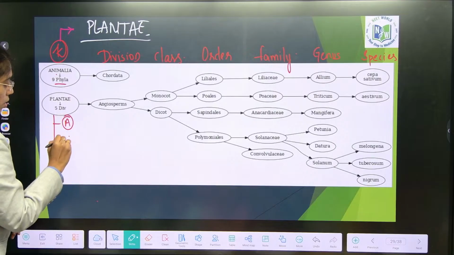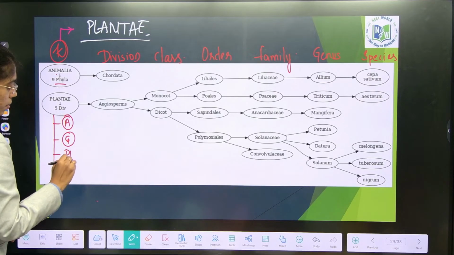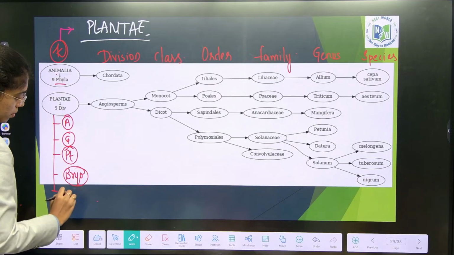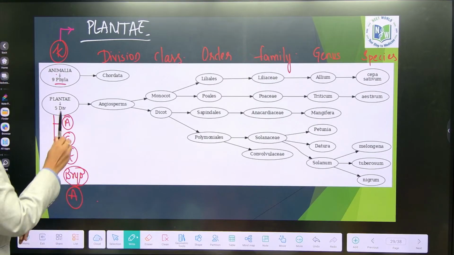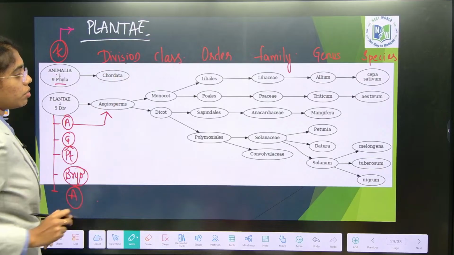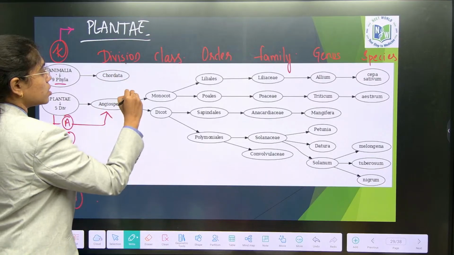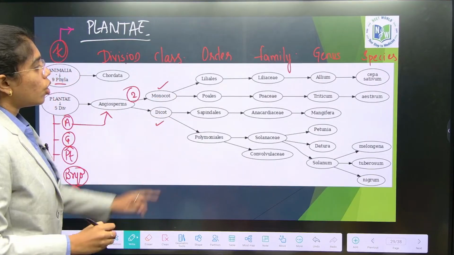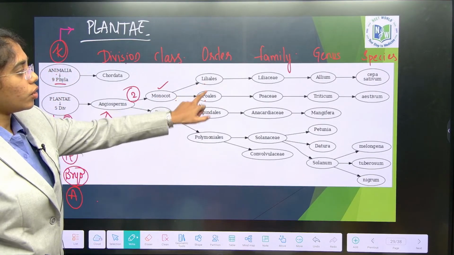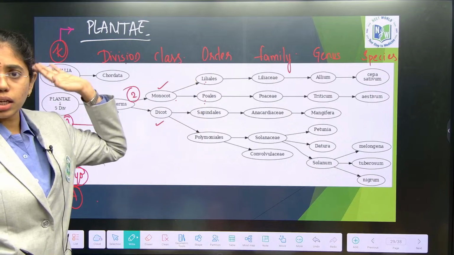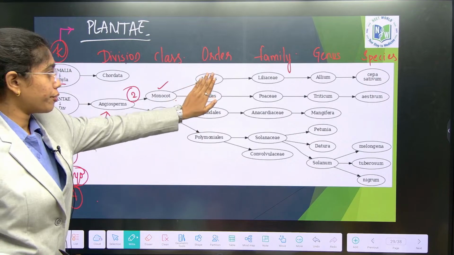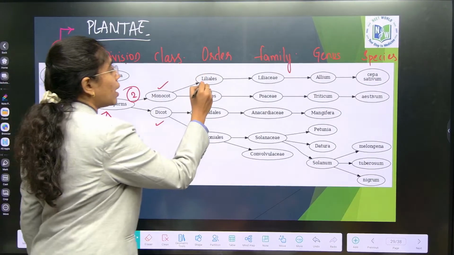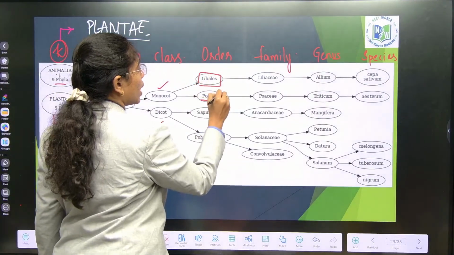Angiosperms. Okay, angiosperms I have considered at the division level. It has how many classes? 2 classes, monocots and dicots. Monocots, I have given you 2 orders. There are many orders under the monocotyledonous class. I have provided you 2 orders which are given in your text. Those are what, ma? Liliales and Poales.